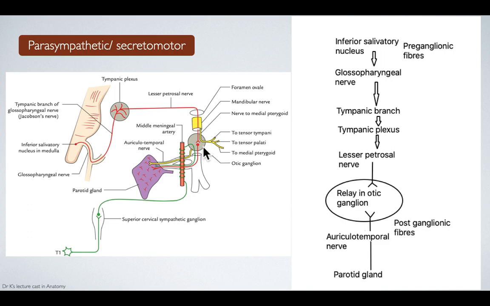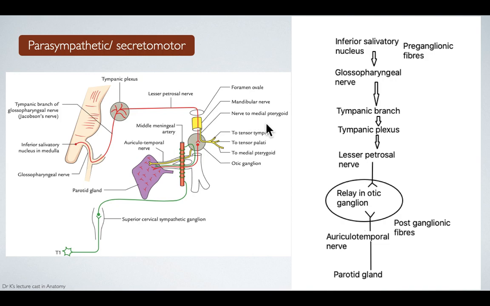ganglion. Ganglia are very rich in nerve cell bodies. Just remember, if the lesser petrosal nerve gets tired of carrying, it comes to the otic ganglion, gets refreshed and takes rest, and from here one more messenger starts, which is the auriculotemporal nerve.